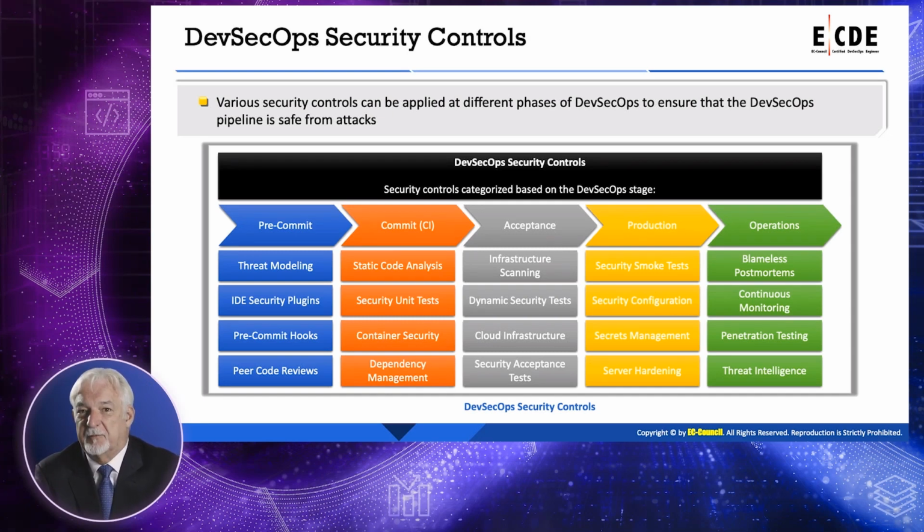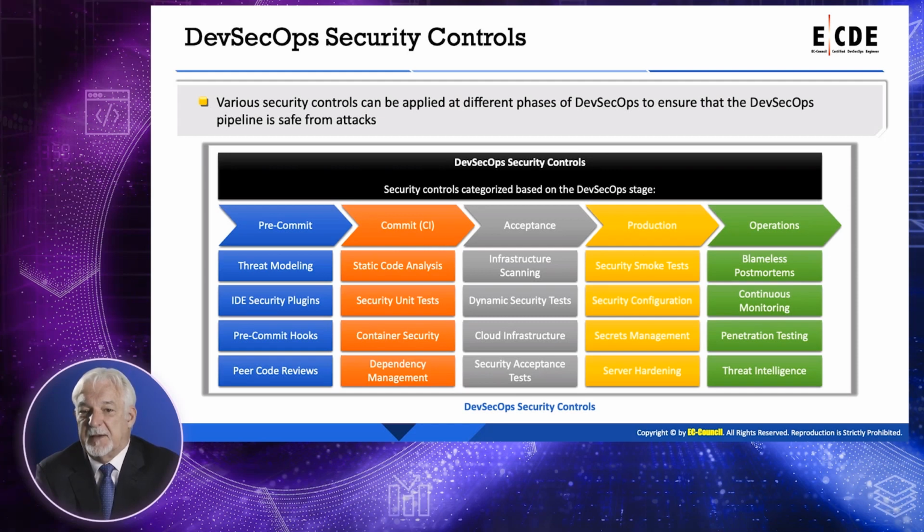That's actually kind of a fun exercise. You can create internal bug bounty exercises if you've matured your program far enough along. Then you have the commit. You look at static code analysis and security unit tests, container security again, with the microenvironments that you need to protect, and dependency management between different chunks of code and environments, etc.